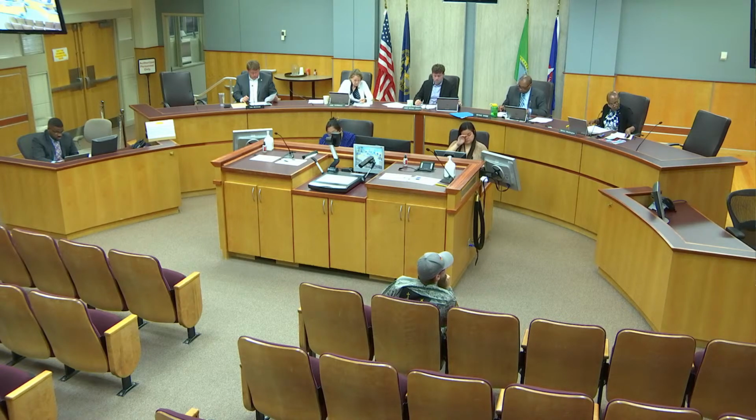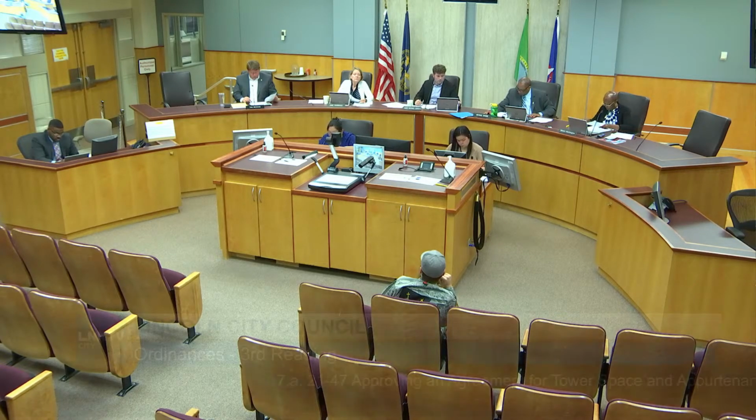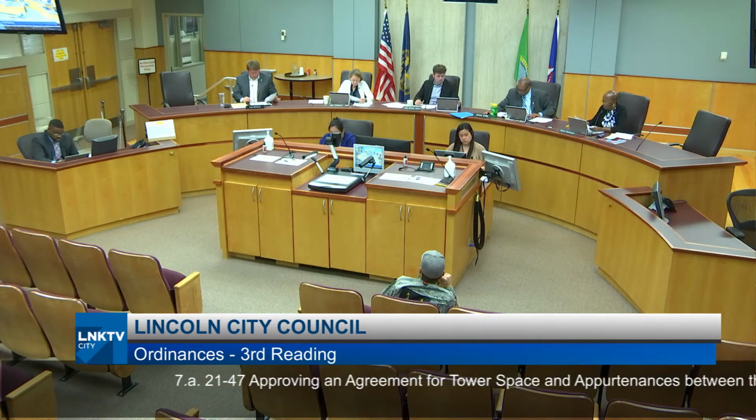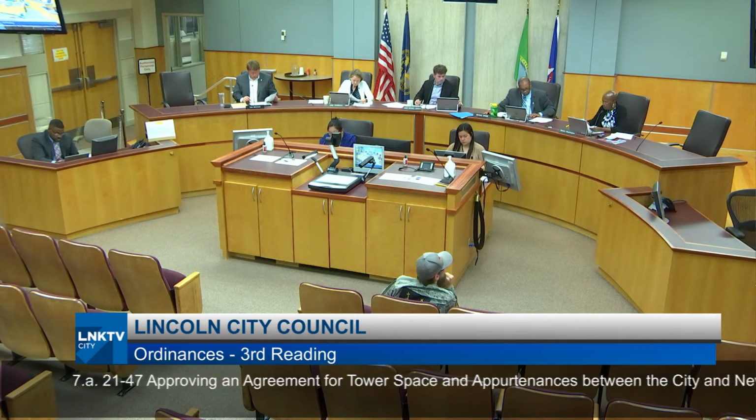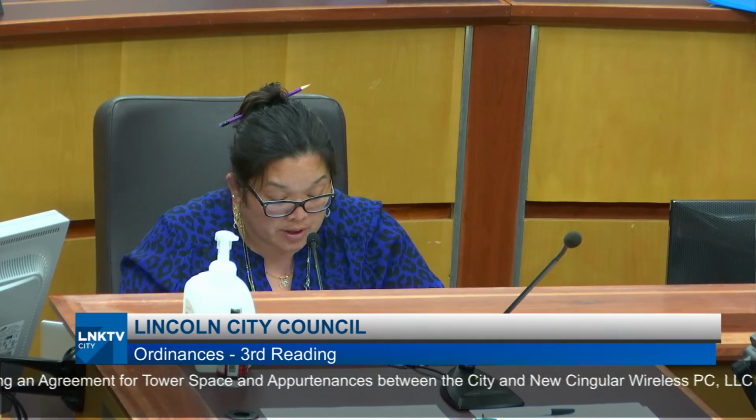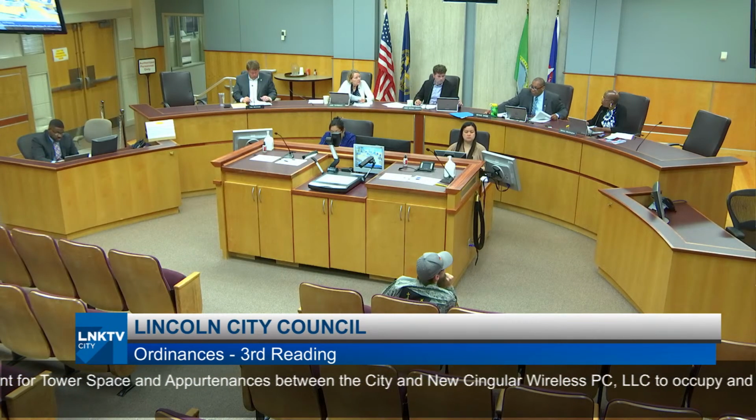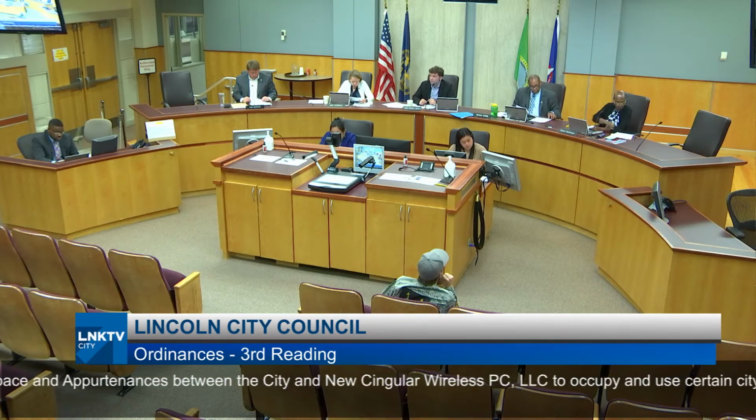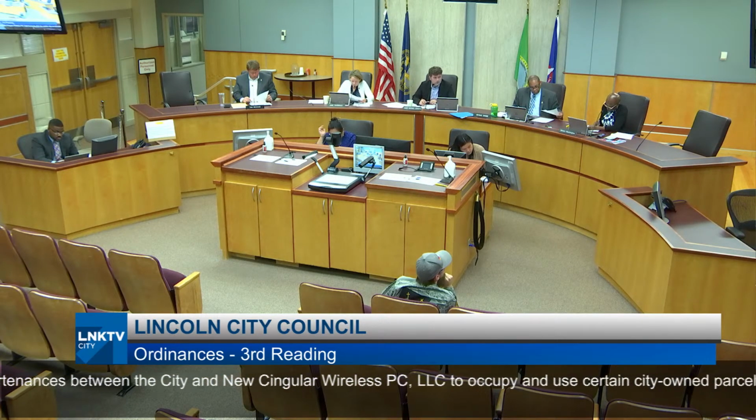Item 7A is approving an agreement for tower space and appurtenances between the city and New Singular Wireless PC LLC to occupy and use certain city-owned parcel of real property and tower generally located at 2201 South 84th Street, introduced by Ward. So moved. Second? Moved and seconded by Councilwoman Raybold. Any discussion?